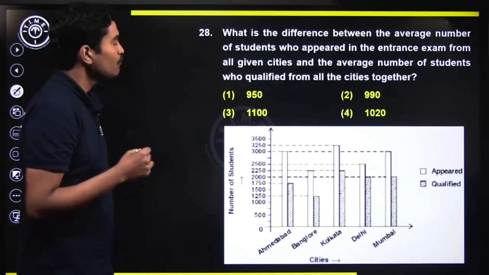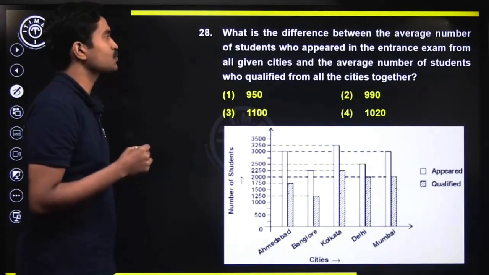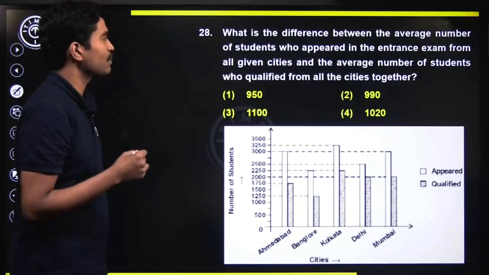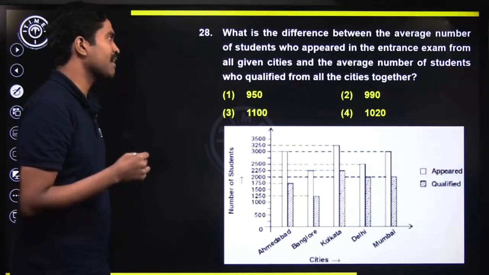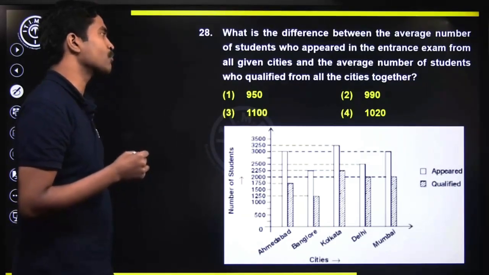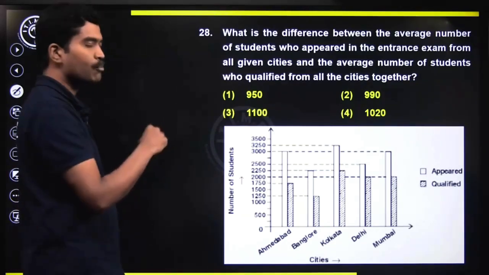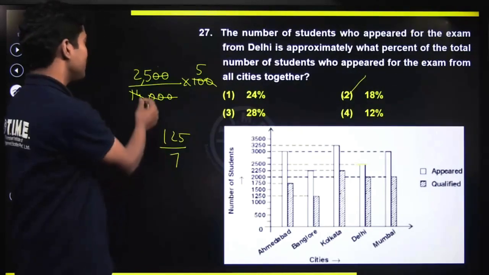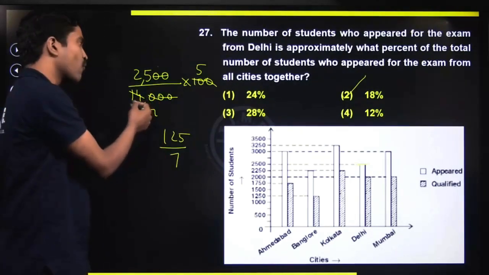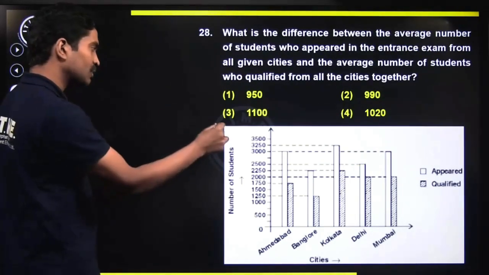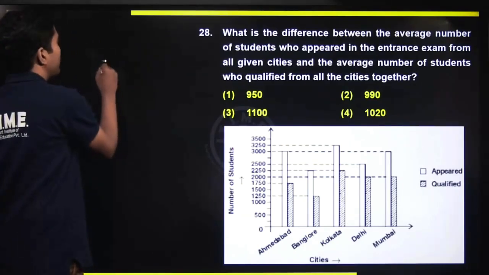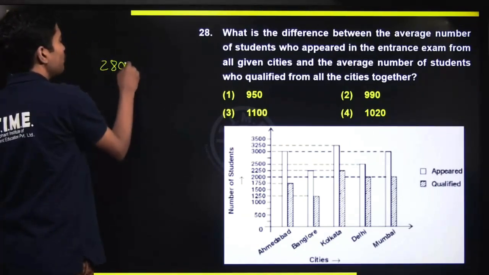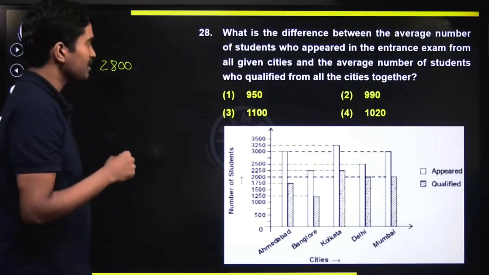Next question. What is the difference between the average number of students who appeared in the entrance exam from all given cities and the average number of students who qualified from all the cities together? From all the cities, how many appeared? We just calculated that in the previous question. That was 14,000, right? 1, 2, 3, 4, 5. 14,000 by 5, that's 2,800. Average number of those who appeared from each city is 2,800.